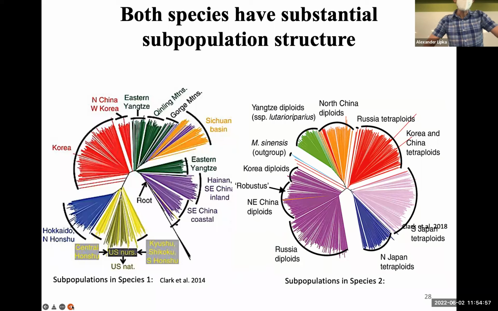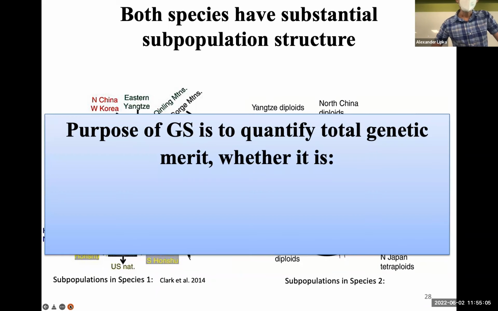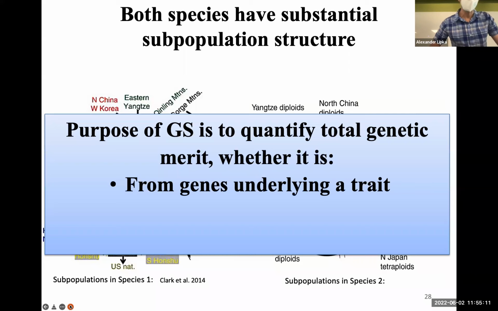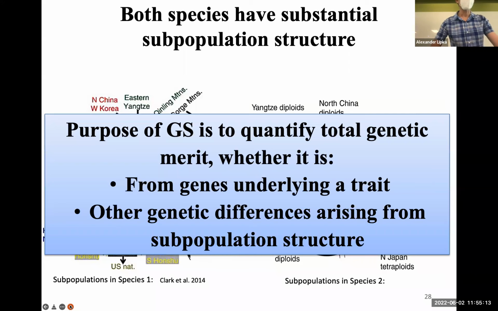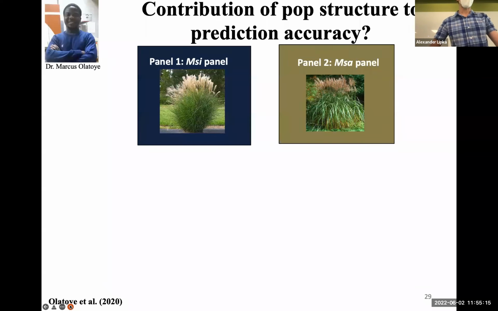Both species have substantial subpopulation structure, as can be seen in these dendrograms. The purpose of GS is to quantify total genetic merit, whether it is from the genes underlying the trait or from other genetic differences, as I already said.